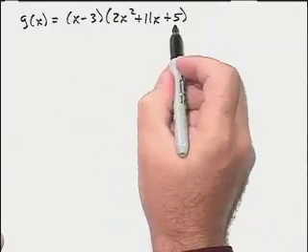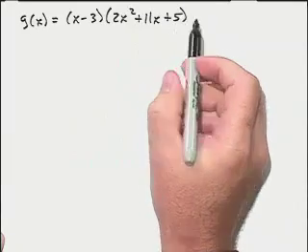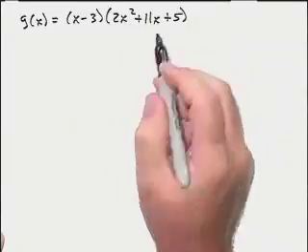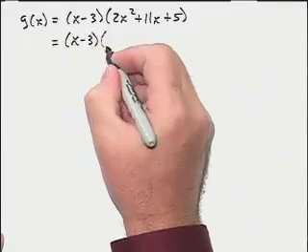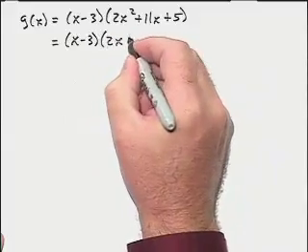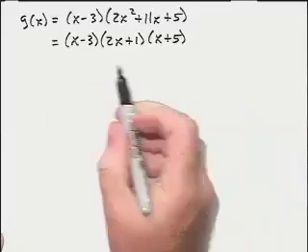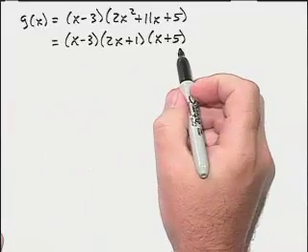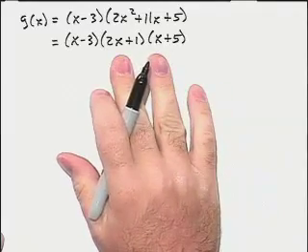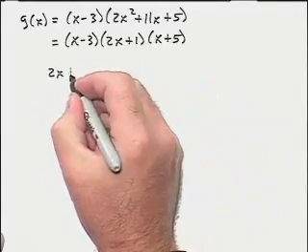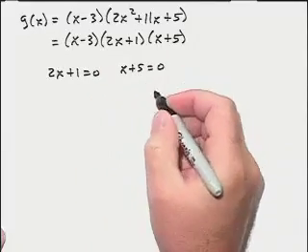We only need to worry about factoring this reduced polynomial now, 2x squared plus 11x plus 5. This is a quadratic, so we could try to factor that. We'll get x minus 3 times 2x plus 1 times x plus 5. So here we have our function g of x in factored form. To find the remaining zeros, set our last two factors equal to 0 and solve. We get 2x plus 1 equals 0. X plus 5 is equal to 0.